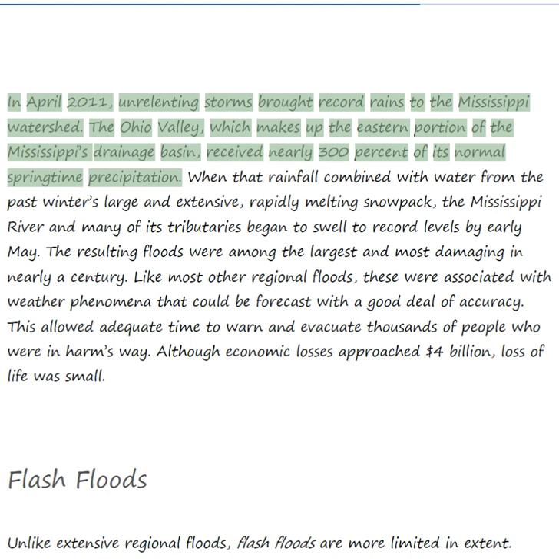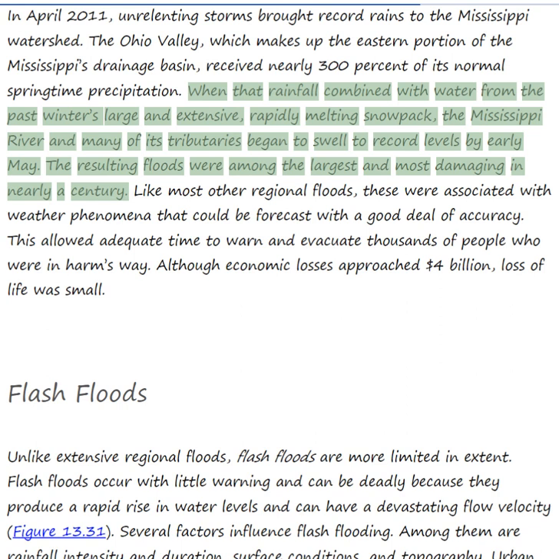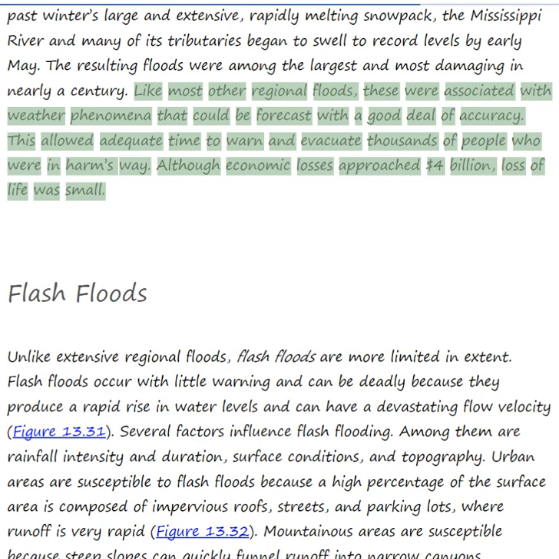In April 2011, unrelenting storms brought record rains to the Mississippi watershed. The Ohio Valley, which makes up the eastern portion of the Mississippi's drainage basin, received nearly 300% of its normal springtime precipitation. When that rainfall combined with water from the past winter's large and extensive, rapidly melting snowpack, the Mississippi River and many of its tributaries began to swell to record levels by early May. The resulting floods were among the largest and most damaging in nearly a century. Like most other regional floods, these were associated with weather phenomena that could be forecast with a good deal of accuracy. This allowed adequate time to warn and evacuate thousands of people who were in harm's way. Although economic losses approached $4 billion, loss of life was small.